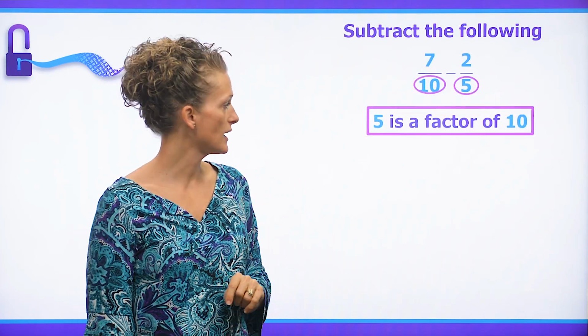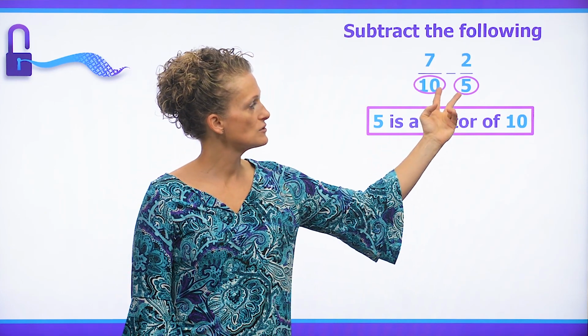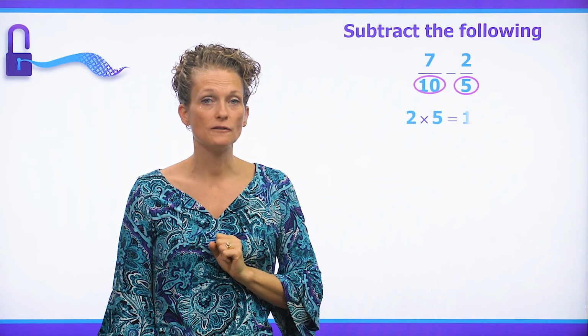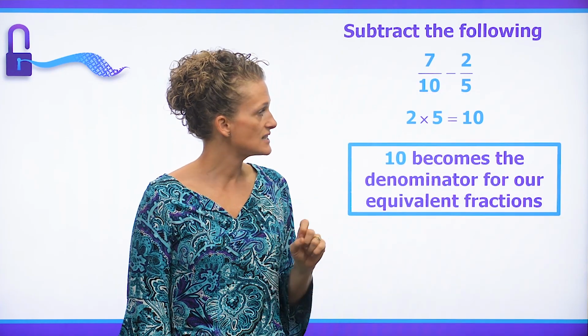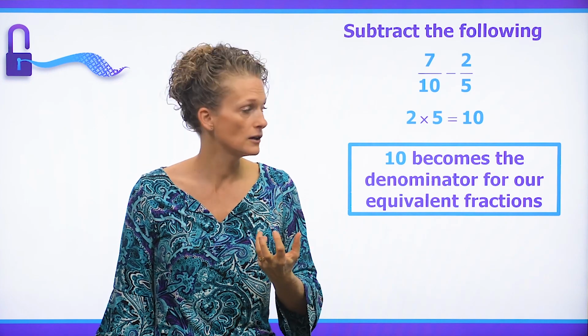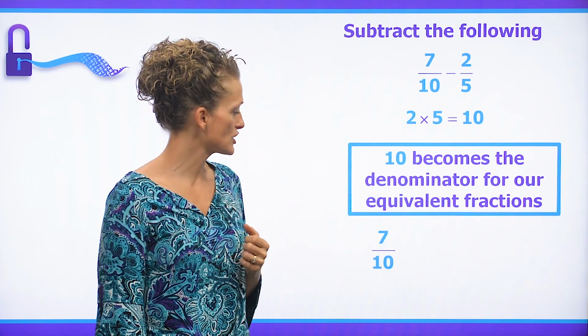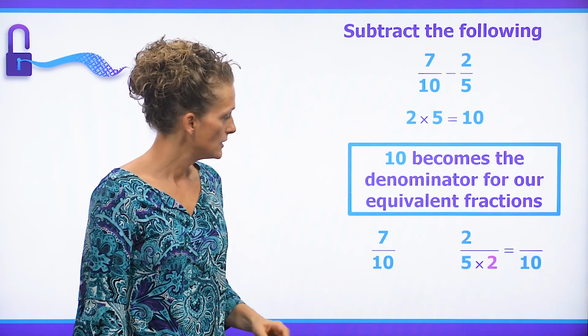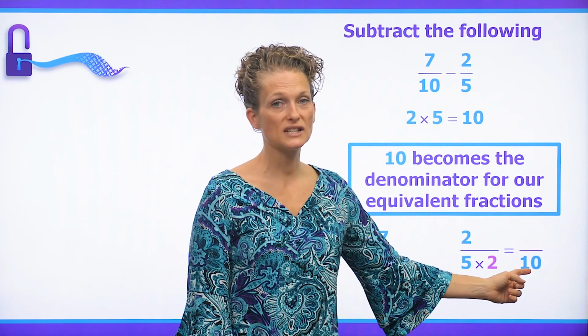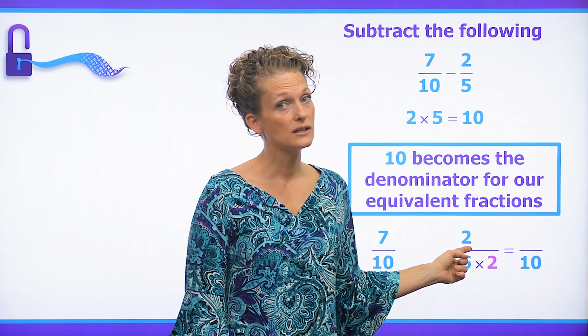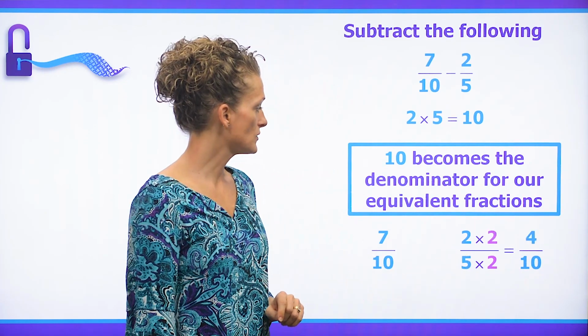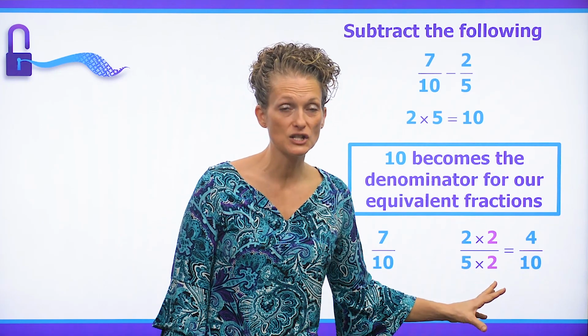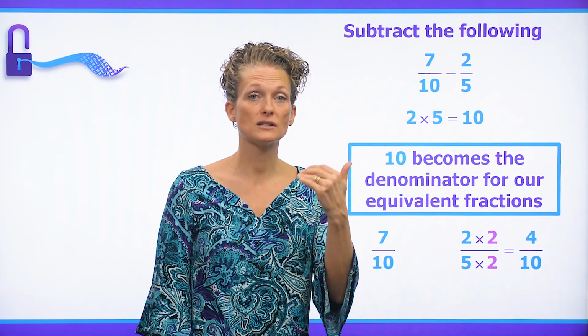Subtract the following: 7 over 10 minus 2 over 5. If we look at these two denominators, 5 is a factor of 10. So 2 times 5 equals 10, which means that 10 becomes the new denominator for our equivalent fractions. 7 over 10 already has a denominator of 10. We have to multiply 5 by 2 to get 10, which means we have to multiply this 2 by 2, and that will give us 4, because we can do anything we want to any fraction as long as we do the same to the top and bottom.